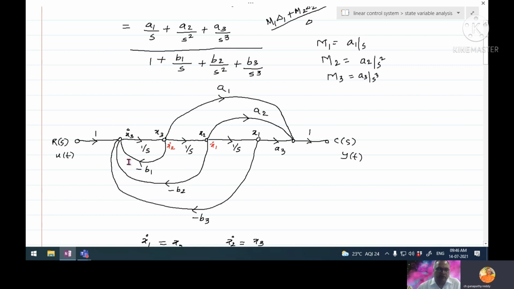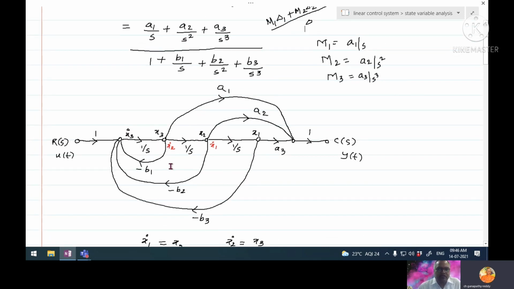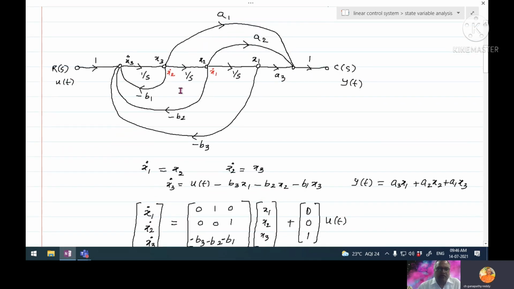Denominator all are positive, so we take a negative feedback. Negative feedback will become positive. So we generated the signal flow graph from this transfer function. Then from this signal flow graph, let us write the equations.